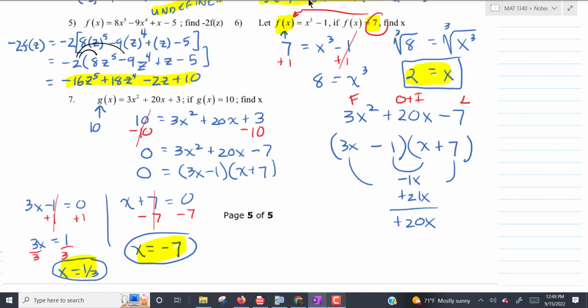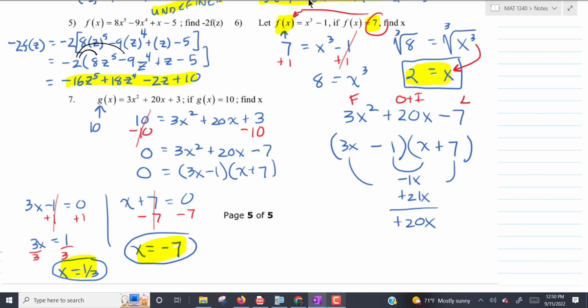You add 1 to both sides to get x to the third equals 8. And then what you can do is take the third root of both sides. The third root of anything to the third is just itself. So that's how you would do that, and you would end up getting 2 as your answer. But again, it's not x is 7, it's f of x is 7. Does that make sense? I can't tell. The problem said plug in 7 for f of x, not x.